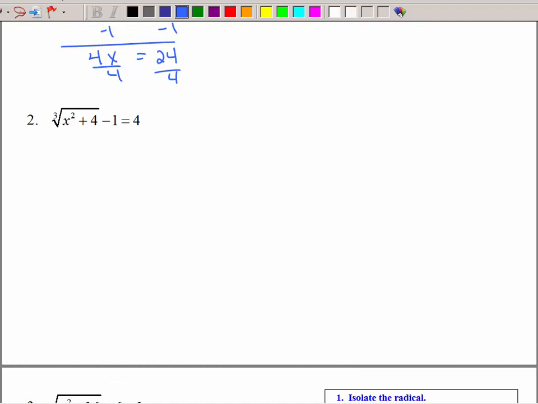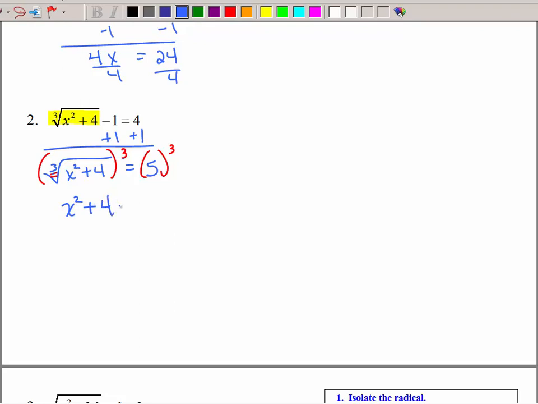All right, again we have a radical. Is it by itself? Let's highlight it. No, that -1 is hanging out with it, so we need to add 1 to both sides. And we get the cube root of x squared plus 4 is equal to 5. And now we need to cube both sides because we have the cube root. And again, the cube root and the cube undo one another, so you just get x squared plus 4. Now 5 cubed, that's 5 times 5 times 5, that's 125.